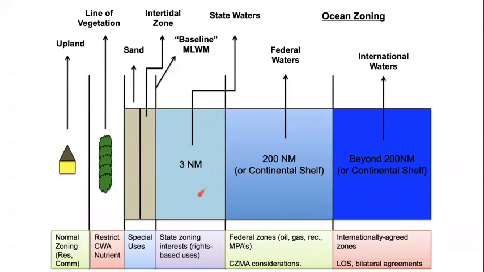But from that 3 miles, so we have state zoning interests and rights. Then we have 12 miles, by the way, which is this state, federal, territorial boundary relative to other nations. We have 24 miles, sort of a contiguous zone. So there are all of these within this 200 nautical mile area. This is where federal zones exist, and there's all kinds of zones. And in the federal zones, you have oil, gas, recreation, marine protected areas, all different types of zones.